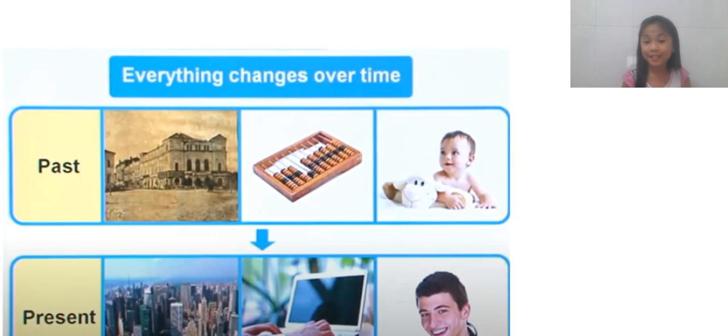We can have ages, machines, technology, education, buildings, cities, right? And science, all things change over time. You can change from a little kid to a big adult.